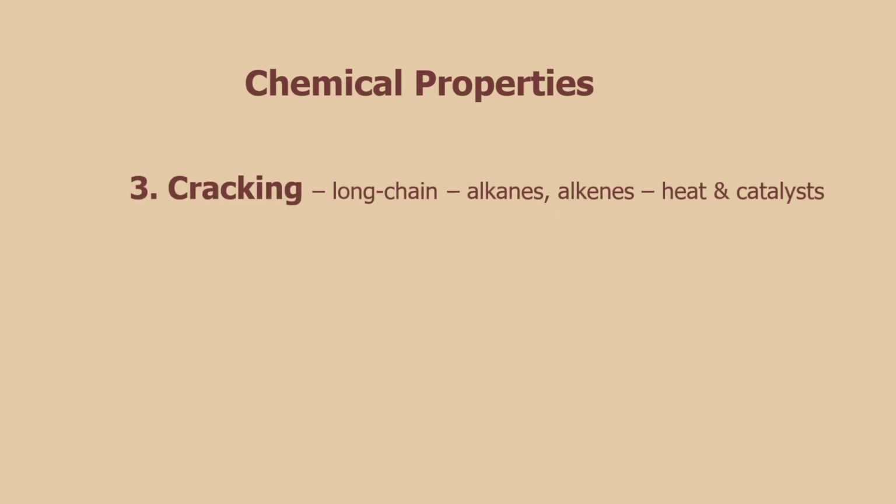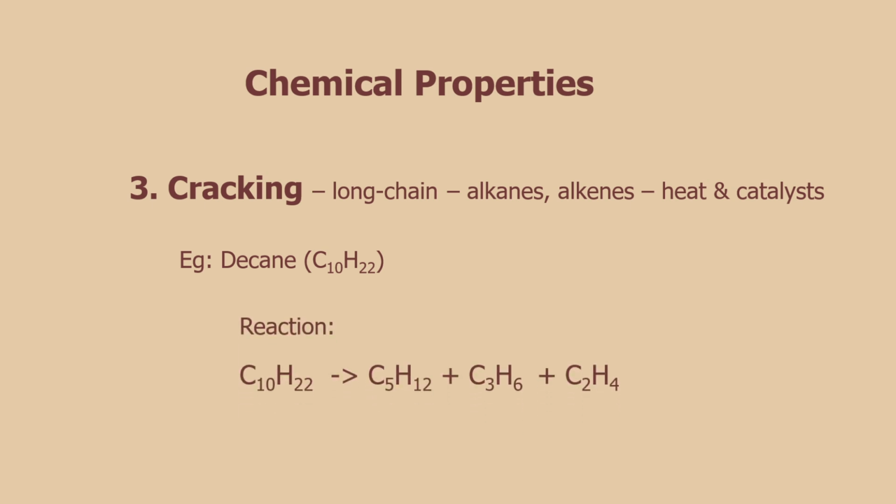The third one is cracking. Long chain alkanes can be broken down into smaller alkanes and alkenes using heat and catalysts. Here is an example of cracking of an alkane. Cracking of decane, C10H22. When decane is heated in the presence of a catalyst, it breaks down into smaller hydrocarbons, including alkene and an alkane.